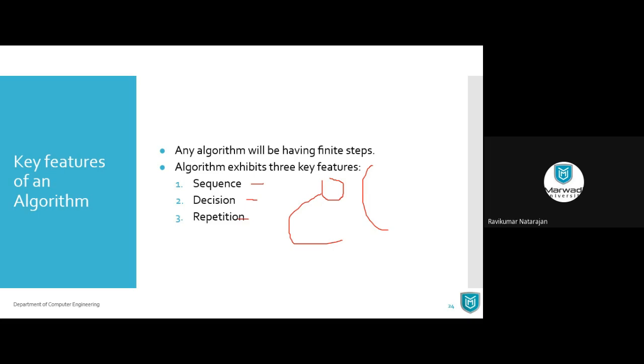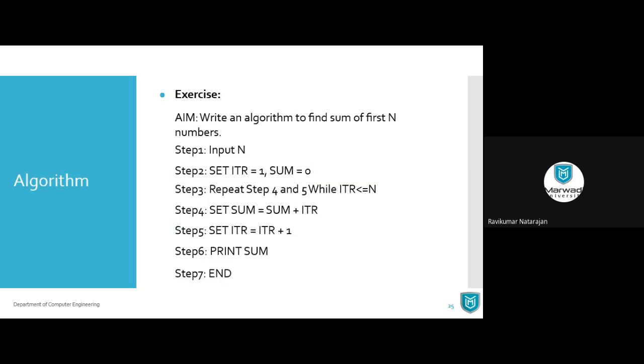These are the basics, and here a simple algorithm is given to find the sum of n numbers. That is simple. I have written 7 steps. First I take the input, then set, and then here I have written repeat steps 4 and 5 until ITR is less than or equal to n, which takes my input over here. It is going to check, and then finally I'm just printing it and end.